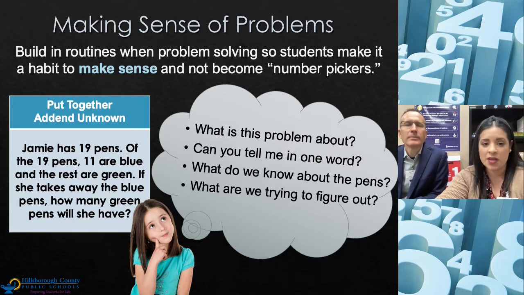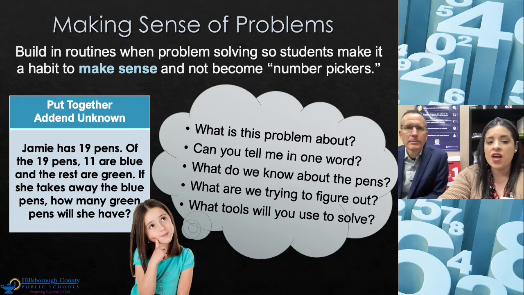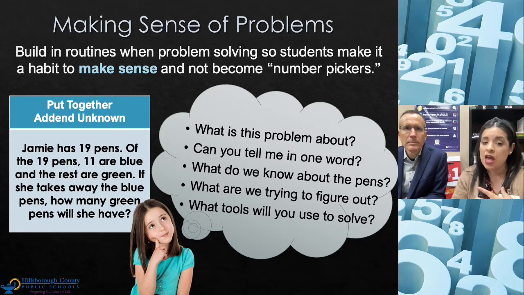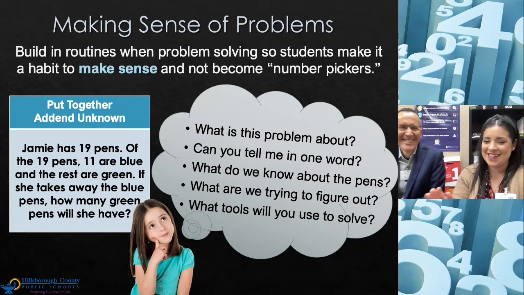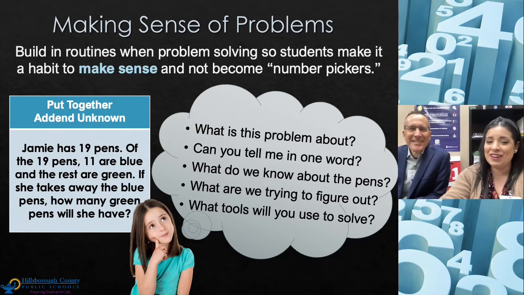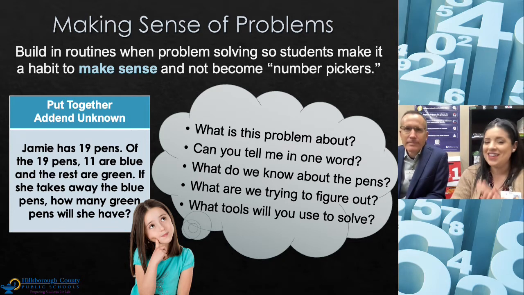If students don't get there, we could say, what are we trying to figure out? And then what tools will you use to solve? So we might start brainstorming some tools we can use to model the pens that are blue and that are green. Keep in mind, he didn't write an equation yet. We didn't pick out any tools yet. We're just talking about how we're going to go about solving this problem. I haven't even added 19 and 11 yet. You have not. I made sure you haven't added 19 and 11 yet. So we want to make sure that we slow down, read, and start making sense of the problems.